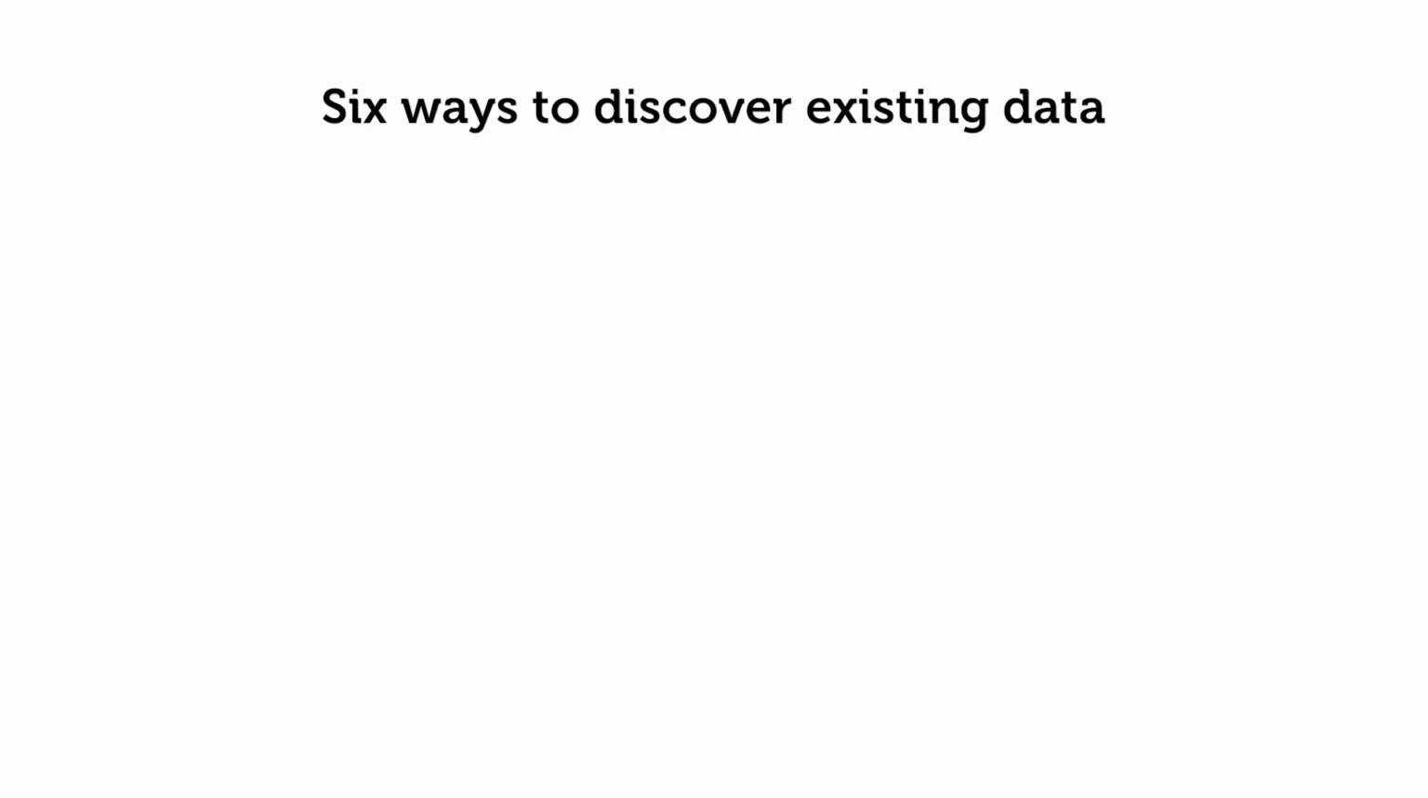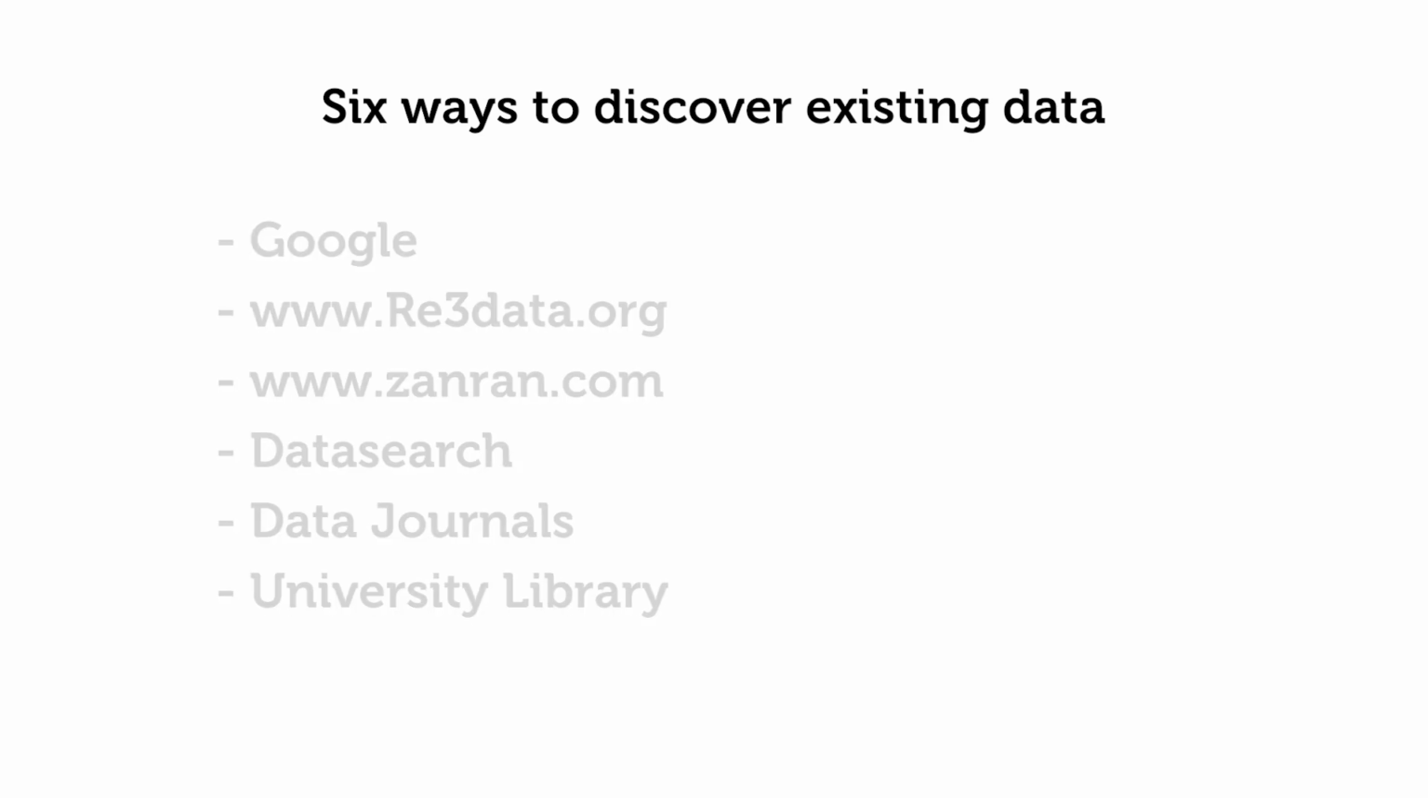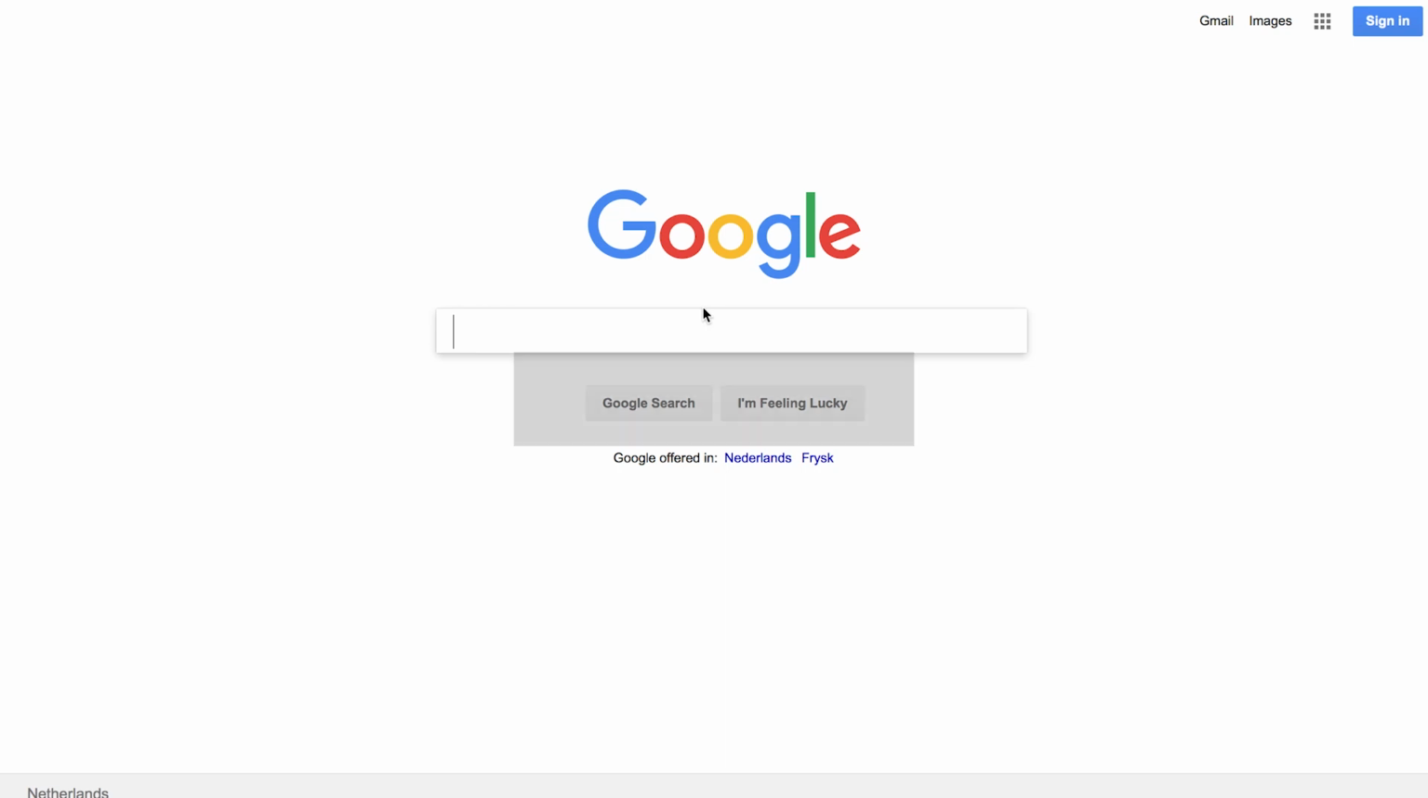Welcome to this screencast web lecture on searching existing data. In this web lecture, we will look at 6 ways to discover existing data. I will go into detail about the differences between these 6 ways and how to optimize your search results when looking for existing data. The 6 ways we will look at are Google, Refree Data, Zanran, Data Search, Data Journals and the University Library.